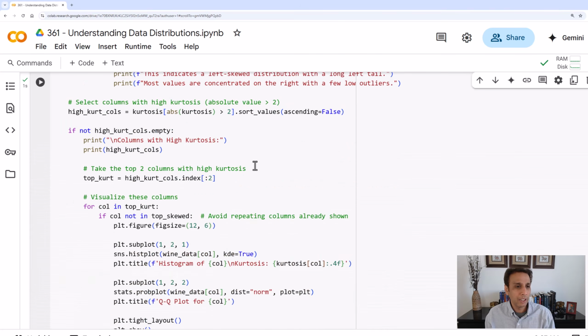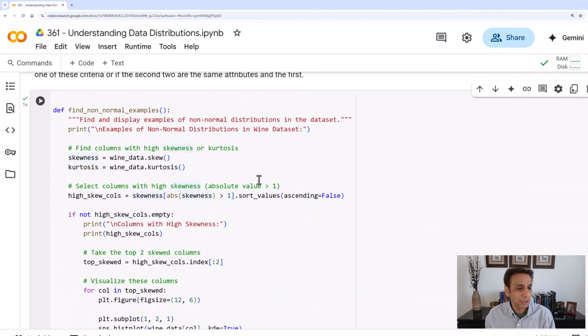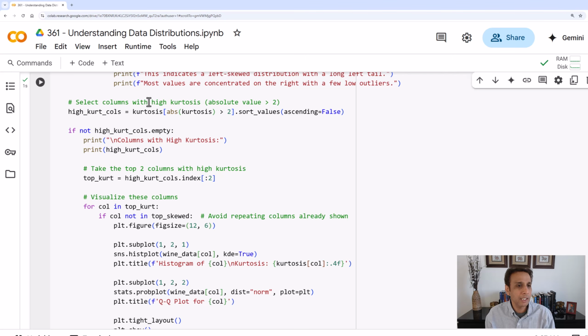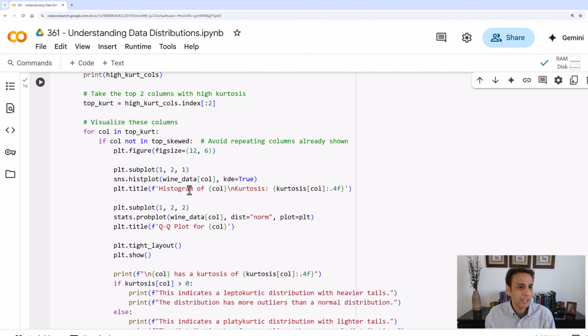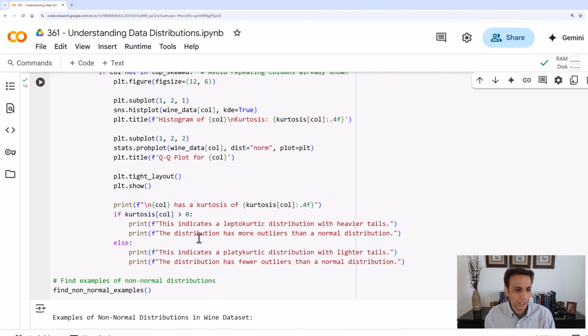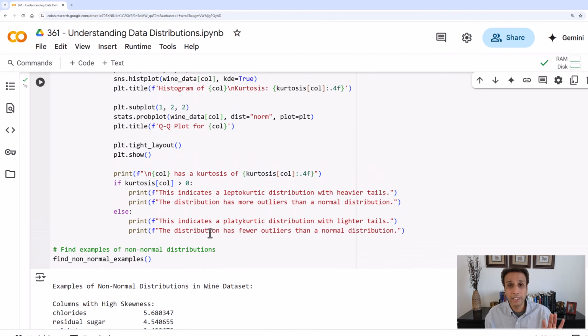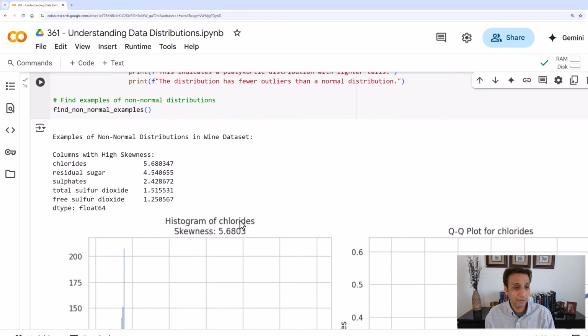Okay, so I should have actually gone through the second part of this code. This is just visualizing it, so it's not applying transformations. I thought we were applying transformations, but I think we saved that for the next one.